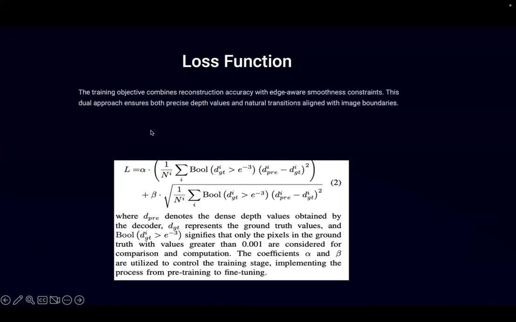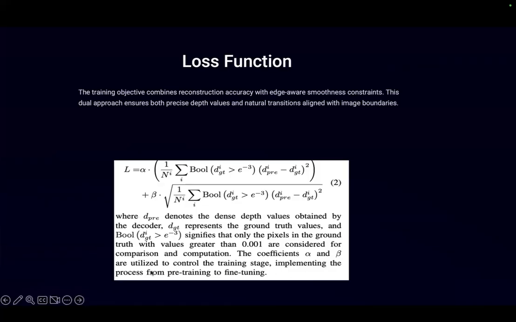Okay, and this is the loss. They are computing this kind of loss, which takes each and every value. D-pred is the dense depth values predicted by the decoder, and D-GT is the ground truth. They are squaring the difference and multiplying it with a boolean for values greater than e to the power minus 3, which is 0.001. So they are limiting the values over here.